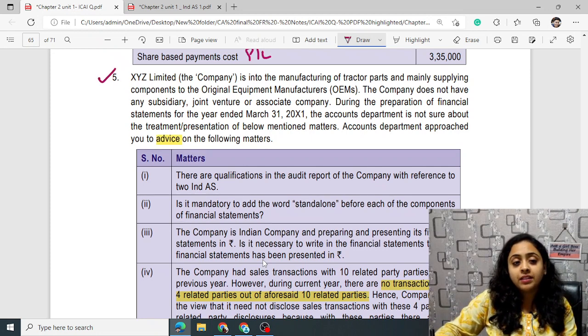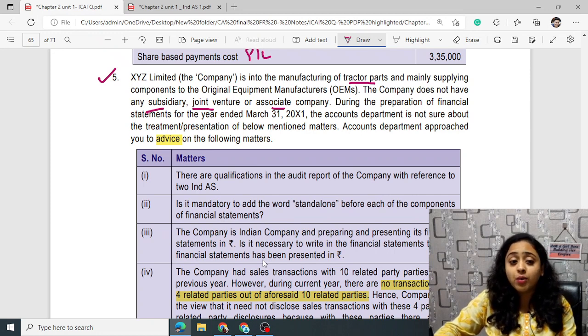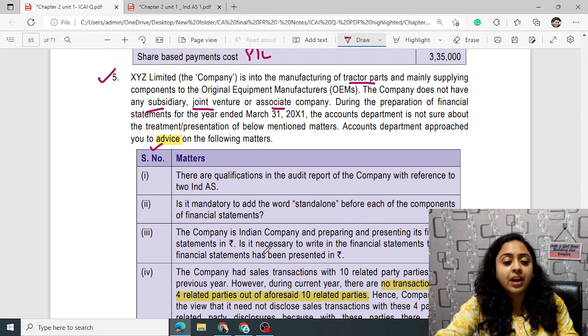XYZ Limited, the company, is into the manufacturing of tractors and tractor parts and mainly supplying the components to original equipment manufacturers. The company does not have any subsidiary, joint venture or associate company during the preparation of financial statements for the year ended 31st March 2001. The accounts department is not sure about the treatment and presentation of below mentioned matters. Accounts department approached you to advise on the following. Okay, you are preparing tractor parts.